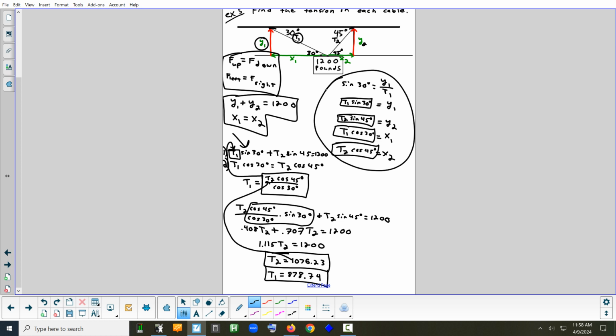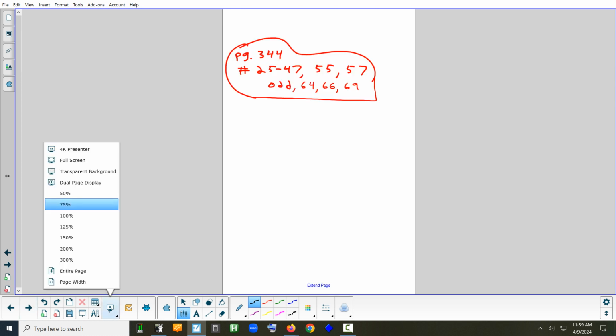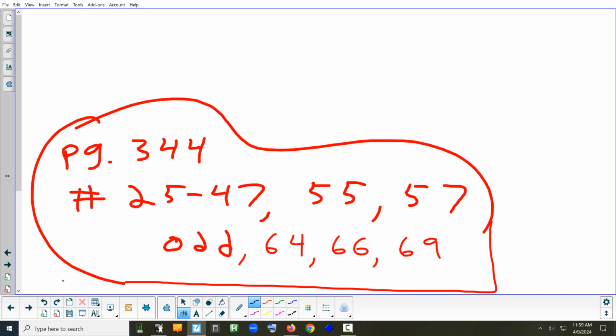So that's the application that we're going to look at for vectors, the velocity vector and the force problem. Explain how you got T1. For T1, I just filled in T2 into that formula right there. And then I just divided by cosine 30 and multiplied by cosine 45. Let me just double check.